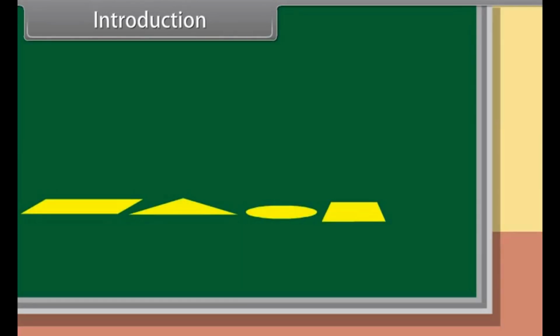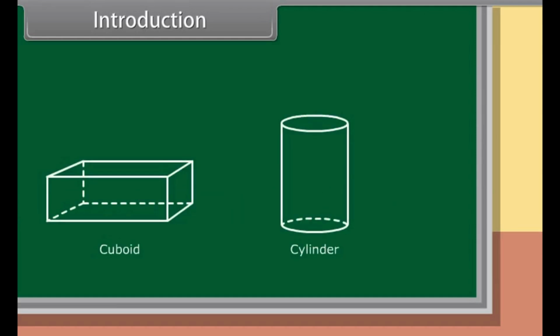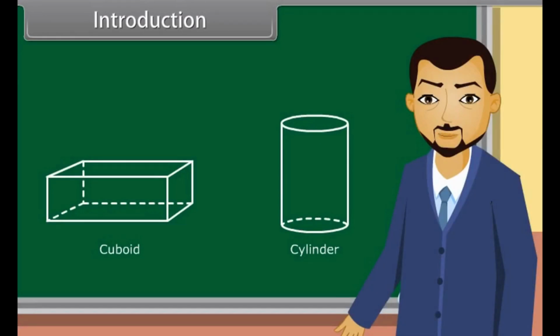If we cut out these plane figures of the same shape and size from a cardboard sheet and stack them up in a vertical pile, we shall obtain some solid figures such as a cuboid, a cylinder, etc. Today we will learn to find out the surface areas of these solids.